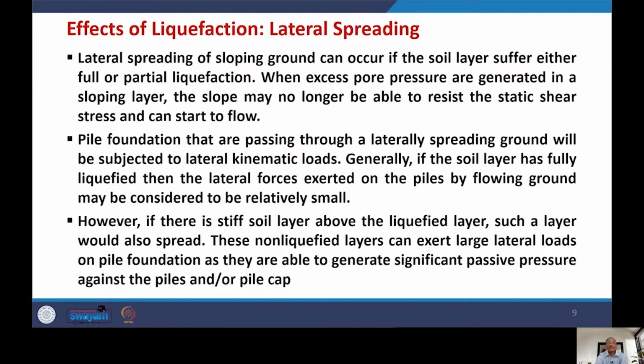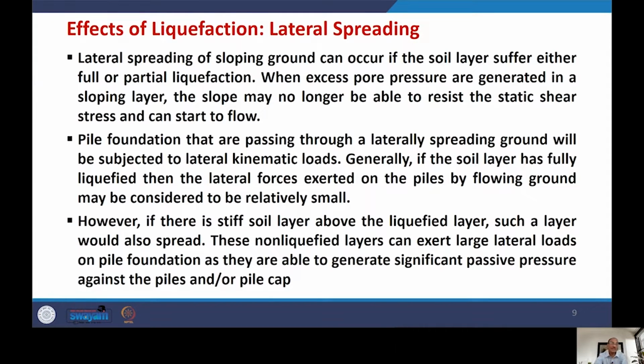However, if there is a steep soil layer above the liquefied layer, such a layer would also spread, and these non-liquefied layers can exert large lateral loads on pile foundations, as they are able to generate significant passive pressure against the piles or pile cap. So the last paragraph means, if you have a number of layers, what could happen?